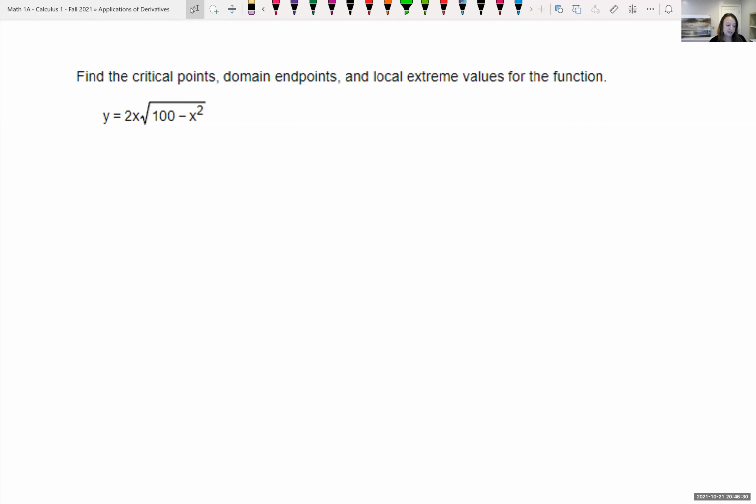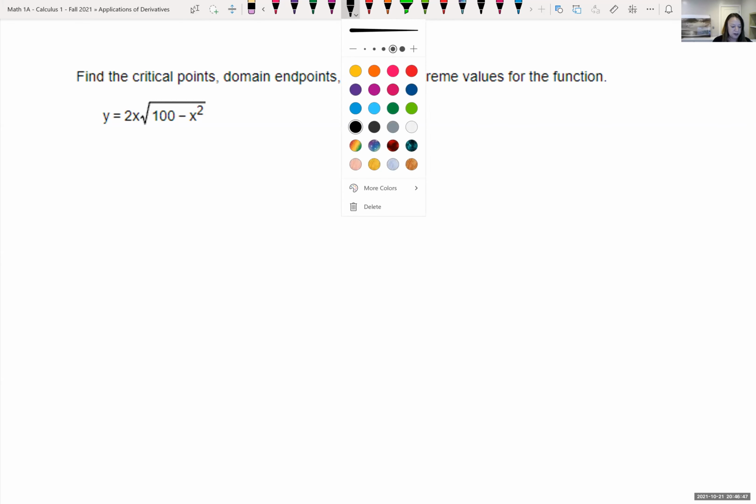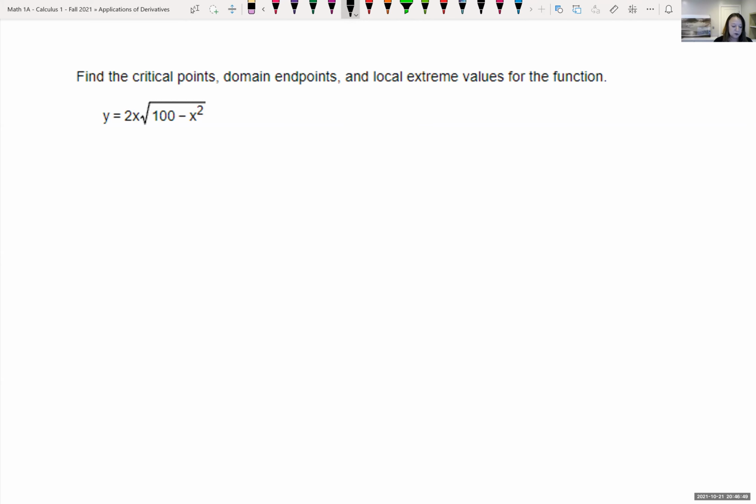So our next example says find the critical points, the domain endpoints, and the local extreme values of the function. We have y equals 2x times the square root of 100 minus x squared. So let's first look at the domain of our function. We do have to worry about values which give us negative numbers underneath our radical. And so we are looking at when is 100 minus x squared greater than or equal to 0.